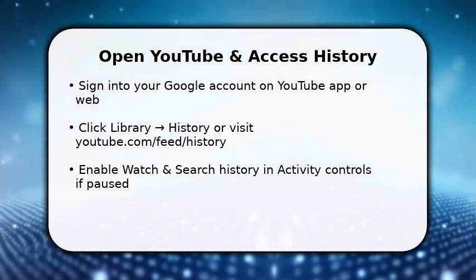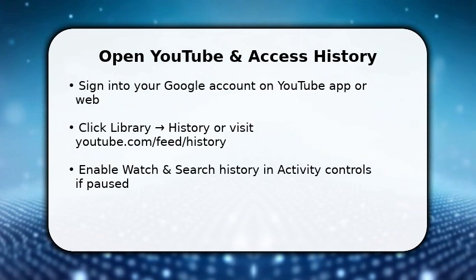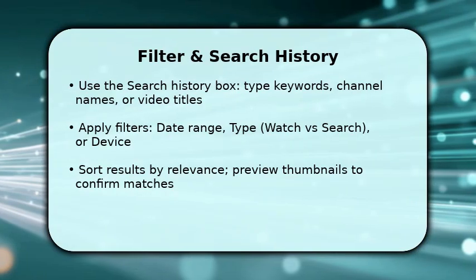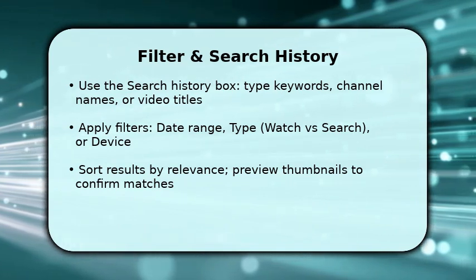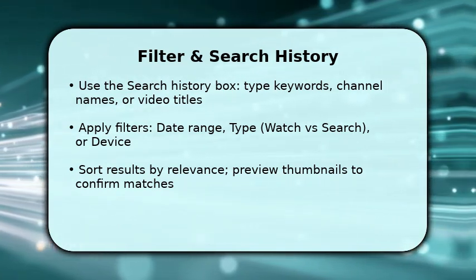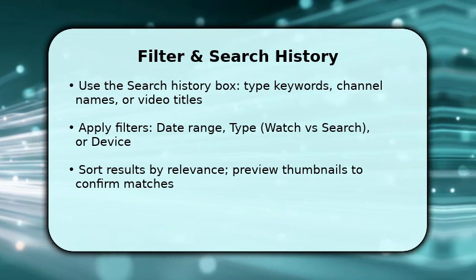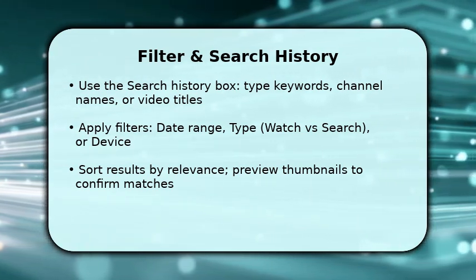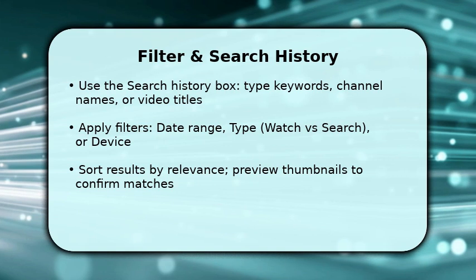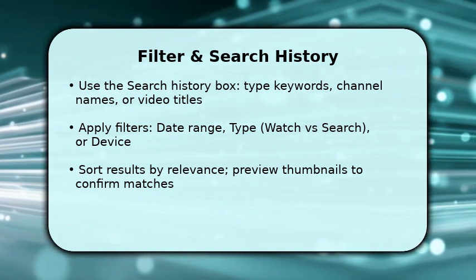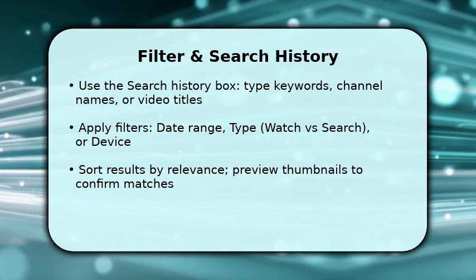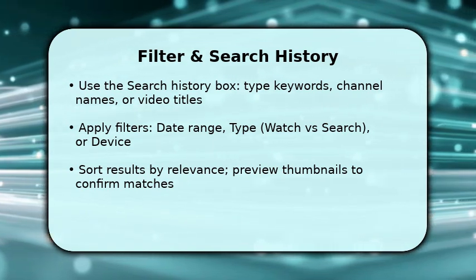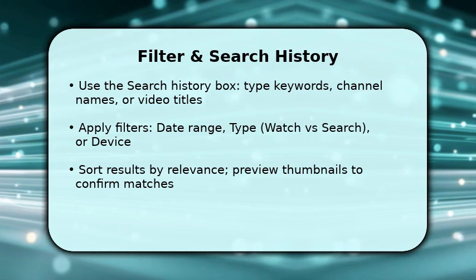You'll use the search box at the top of History to type keywords, channel names, or fragments of titles. This targets the complete record rather than current recommendations. Next, apply filters like date range, watch versus search entries, or device to shrink results. Make sure to scan thumbnails and timestamps to confirm the match. If results are broad, refine with extra keywords or exact phrases in quotes. Once narrowed, you can identify the exact session or moment quickly.